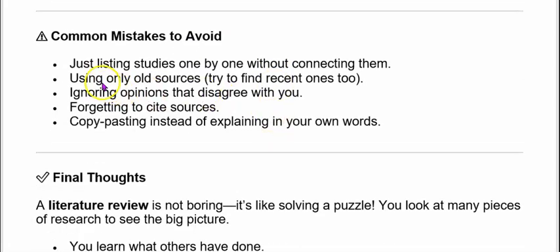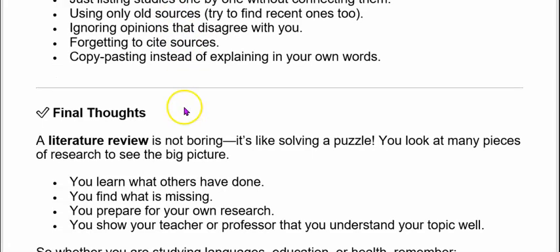Common mistakes to avoid. Just listing studies one by one without connecting them, using only old sources, try to find recent ones too, ignoring opinions that disagree with you, forgetting to cite sources, copy pasting instead of explaining in your own words. These are the mistakes that you should avoid.